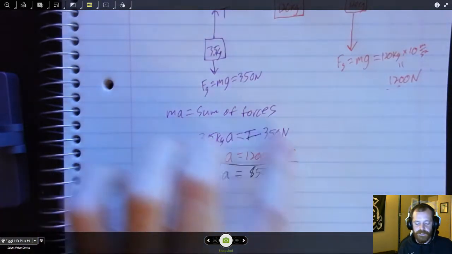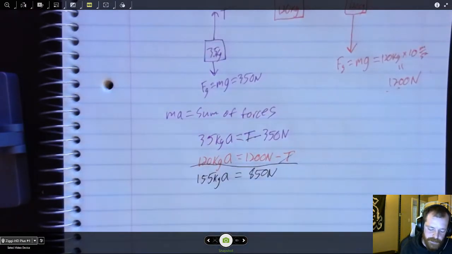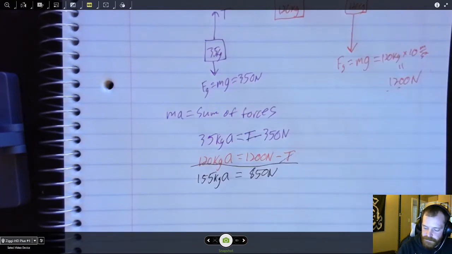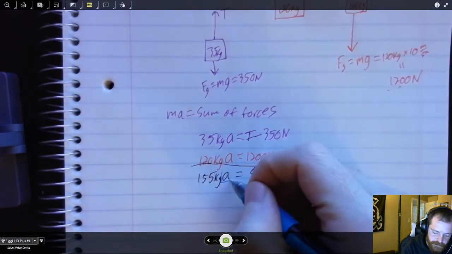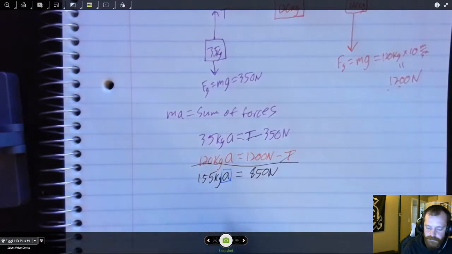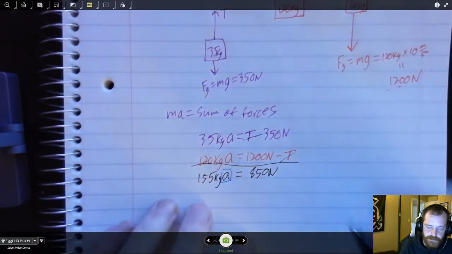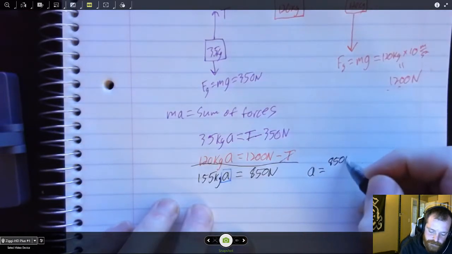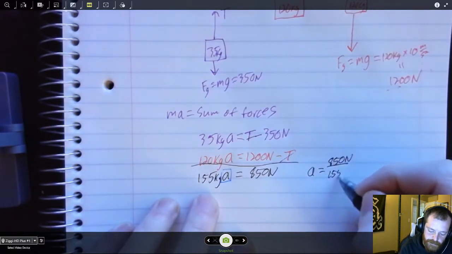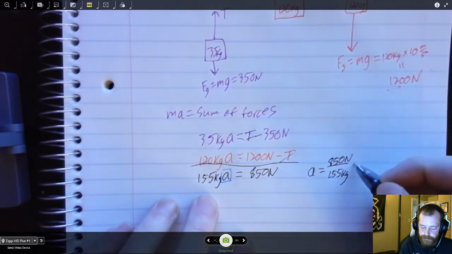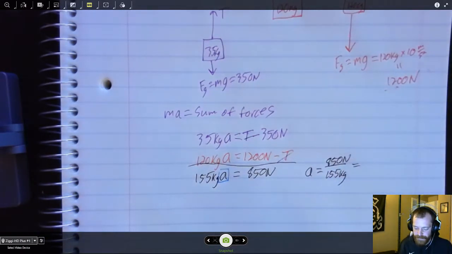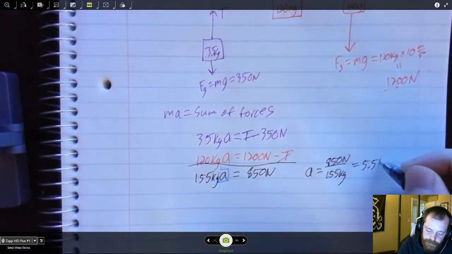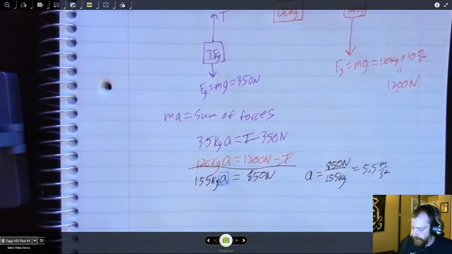850 newtons. Okay, once again, the tensions are going to cancel out because you're adding and subtracting by tension. Now, in order to get the acceleration by itself, just divide both sides by 155. So the acceleration of this system is going to be equal to the force, 850 newtons, divided by 155 kilograms. So 850 divided by... That I do need a calculator for. I get an acceleration of 5.5 meters per second squared.